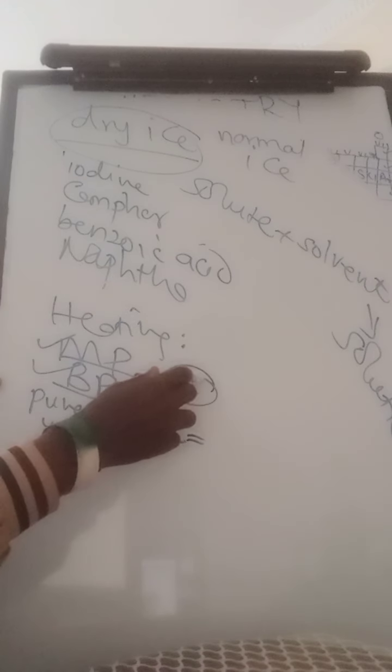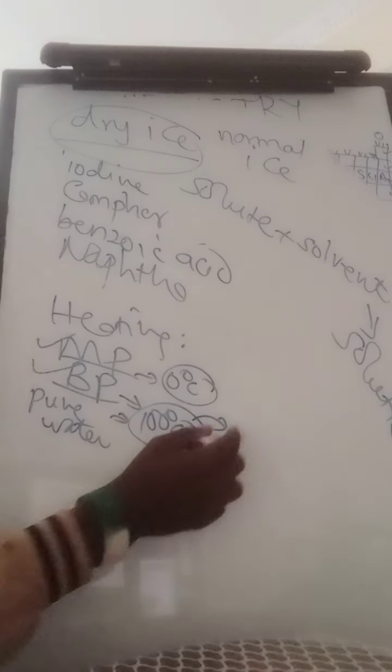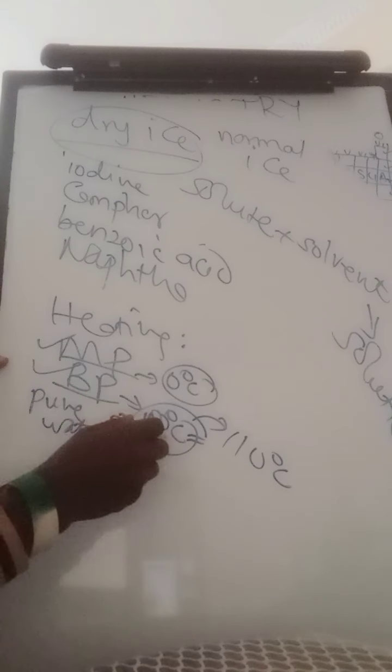So pure water, for example, has to boil at 100 degrees Celsius and has to melt at 0 degrees Celsius. But if the water has impurities, it may melt at a temperature lower than this, and it may boil at a temperature more than that. You can even have 110 degrees Celsius. That means the water has impurities. It doesn't have a sharp boiling point, neither does it have a sharp melting point. So it ends up having a melting point lower than 0 and a boiling point more than 100. It makes it impure.